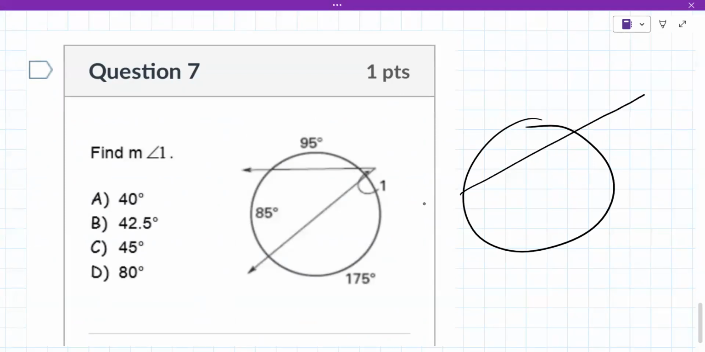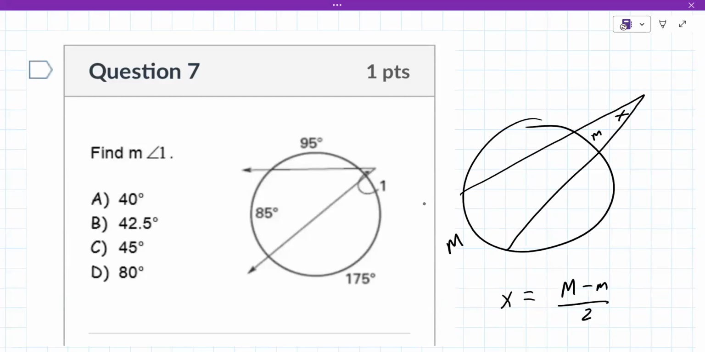So the next problem here, I'm going to just kind of exaggerate what's drawn here. The angle 1 is referring to this angle measure out here exterior to the circle. I'm going to use this notation again, a big M and little m, for the arcs. This time X is big M minus little m divided by 2. Big M is 85 degrees, but you don't know little m, and you're trying to solve for X.